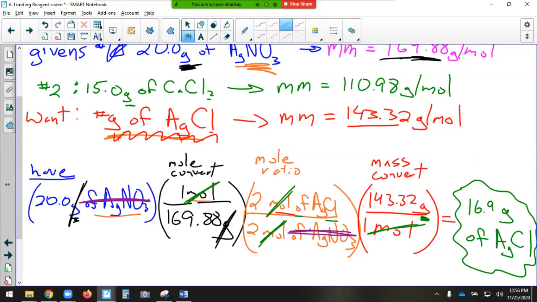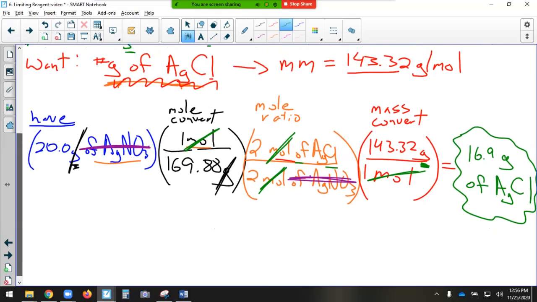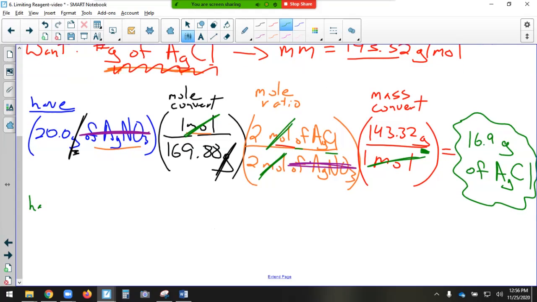So we have to do stoichiometry twice. Now we're going to start with the second guy. We're going to start off with 15 grams. So we're going to do stoichiometry again. Start with what you have. So use our second guy. We have 15.0 grams of calcium chloride, CaCl2.